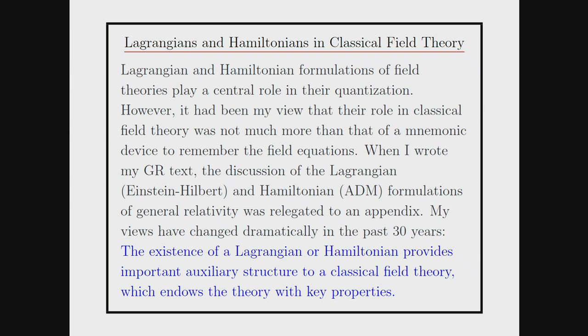You might notice in my book that I do have a full discussion of the Lagrangian and Hamiltonian formulations of general relativity, but I stuck that in an appendix. I now recognize that the existence of Lagrangians for a theory provides really important auxiliary structure to the classical field theory. A lot of nice properties and the ability to usefully define notions such as mass and so on, as I will be talking about in this lecture, really stem back to Lagrangian and Hamiltonian formulations. In particular, the whole symmetries and conservation laws ideas critically depend on that.